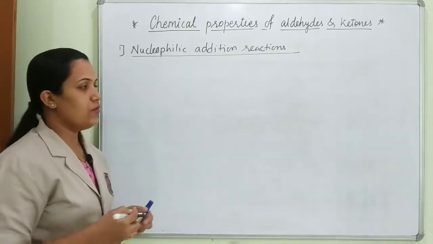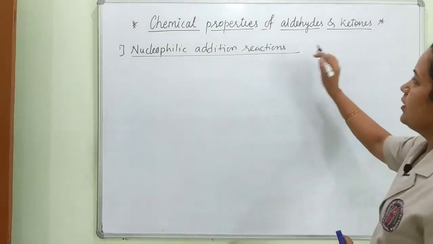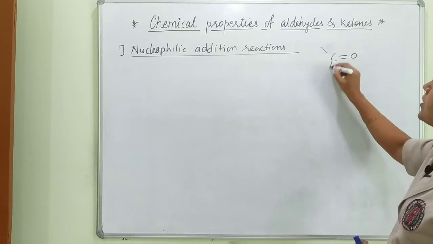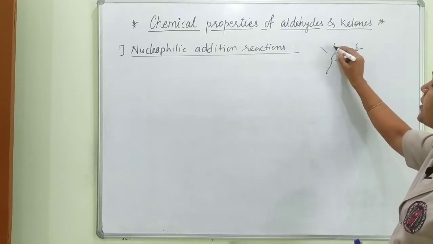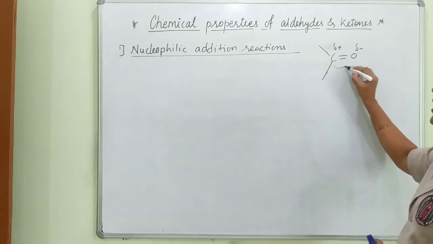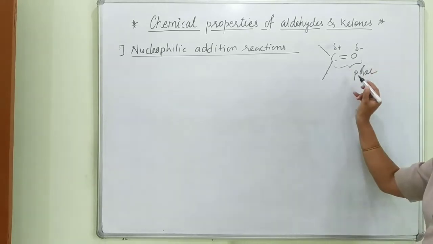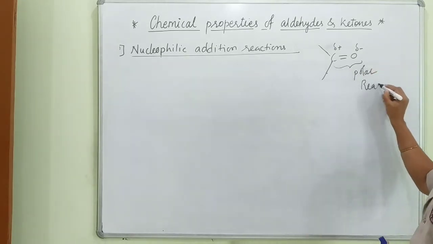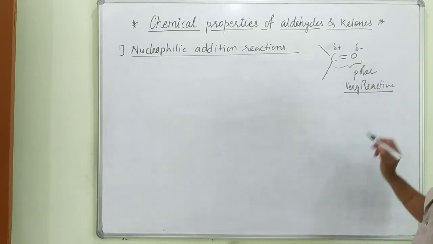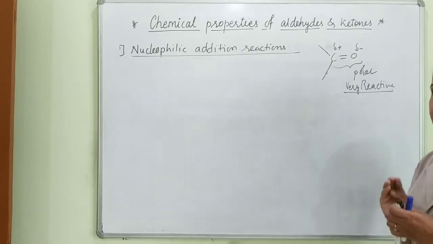So students, we know very well that if I draw the structure of a carbonyl compound, this oxygen will acquire a partial negative charge and this carbon will acquire a partial positive charge. We know that this bond is polar in nature, and that's why aldehydes and ketones are very reactive in nature. Now let's understand the mechanism of the nucleophilic addition reaction.